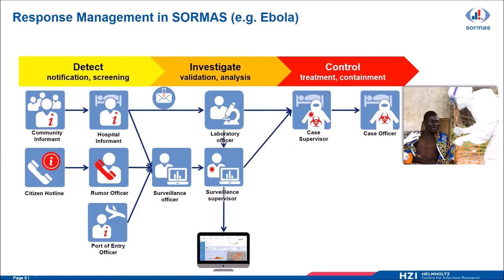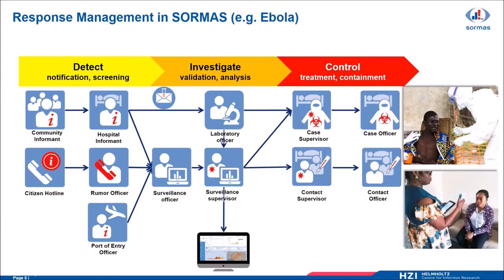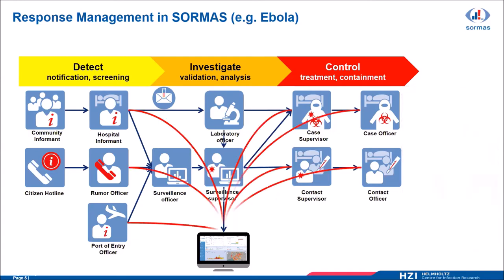And they also report their findings and outcomes through SORMAS. The other aspects for diseases that deal with contact tracing, e.g. the COVID-19, we have the contact supervisor who manages all contact listing, as well as contact follow-up visits. And the contact officer receives tasks to go out to do follow-up visits, as you see in the picture below. All this information goes into SORMAS from the various instances.